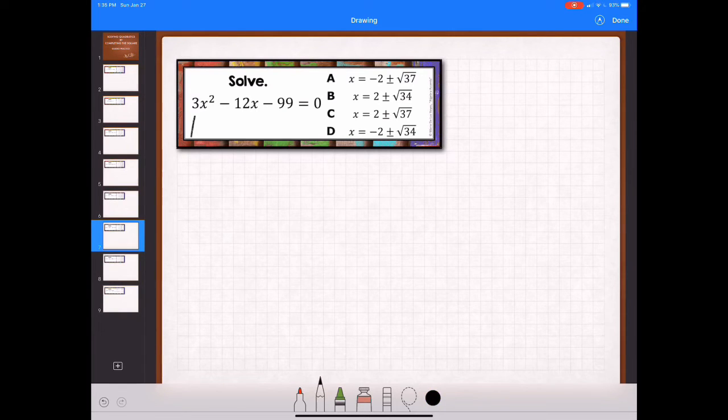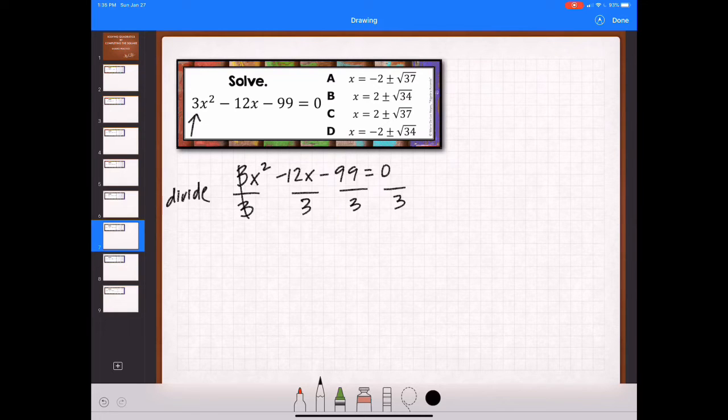Okay. This quadratic equation is different because it has a coefficient in front of the x squared term. So we're going to have to take care of that before we complete the square. First thing we want to do is divide everything by the coefficient. So the coefficient is 3, so we're going to divide everything by 3. So that we now have x squared minus 4x minus 33 equals 0.